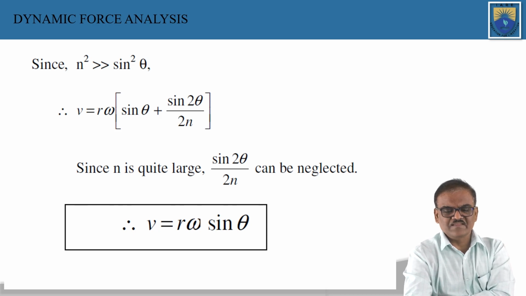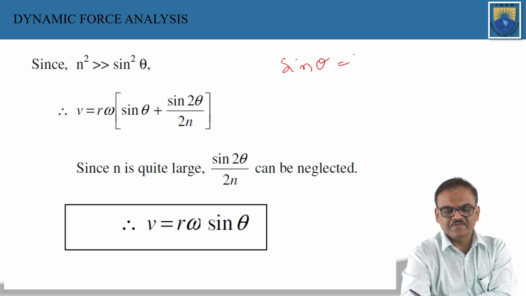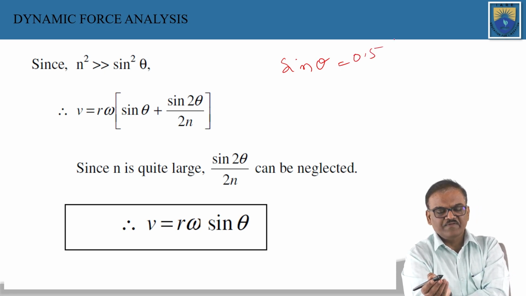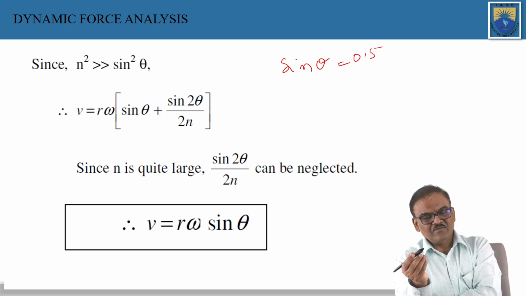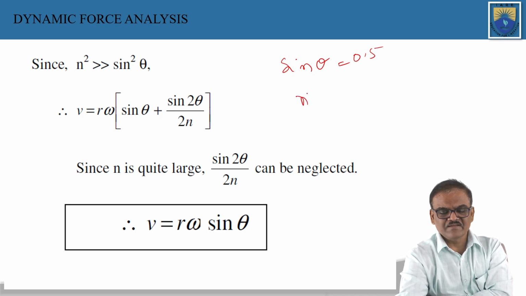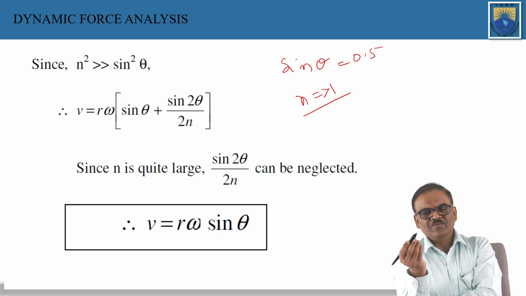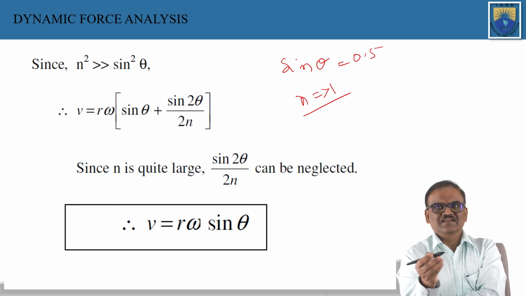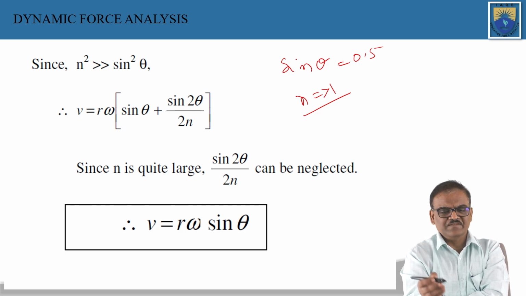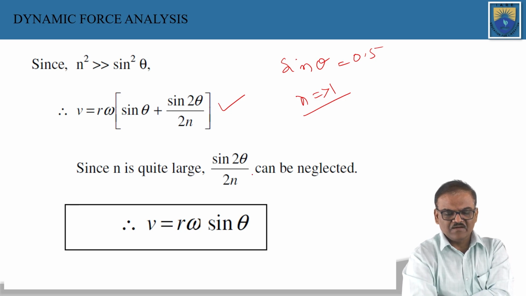If you see the sine theta value, say sine 30 degrees, sine theta is equal to 0.5, then sine square is 0.25. Since n is always greater than 1, if n happens to be 4 or 5, then n square, 25, is much higher than 0.25. Hence, if you neglect sine square theta, our velocity term becomes v equal to this term, and sine 2 theta by 2n can be neglected, because sine 2 theta becomes much smaller when it is divided by 2n. Therefore, v is equal to r omega sine theta.